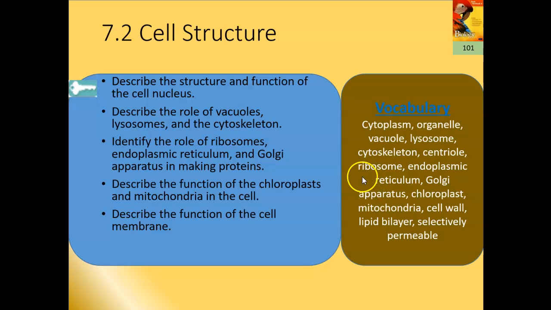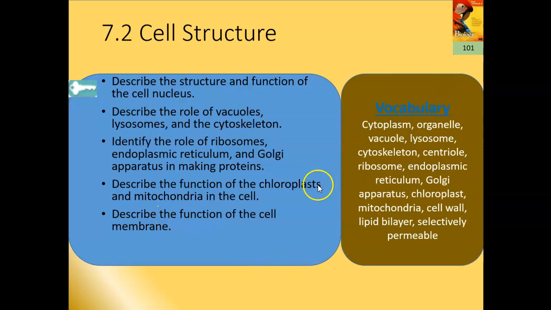All right, so picking back up, we're on 7.2. So we've got 5 objectives for the day. Describe the structure and function of the cell nucleus. Describe the role of vacuoles, lysosomes, and the cytoskeleton. Identify the role of ribosomes, endoplasmic reticulum, and Golgi apparatus in making proteins. And describe the function of the chloroplast and the mitochondria in the cell. And then finally, describe the function of the cell membrane. So those are our objectives.